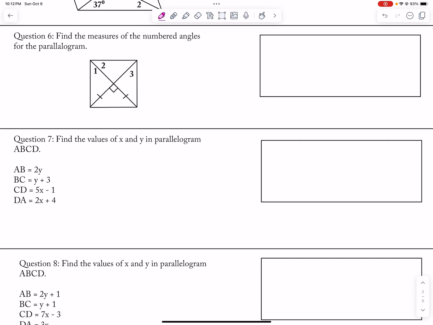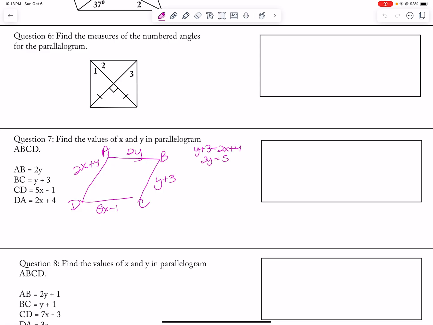And then 7, just draw a real quick parallelogram. A, B, C, D. So then 2y is here, y plus 3 is here, 5x minus 1 is there, and 2x plus 4 is there. So that means that y plus 3 is equal to 2x plus 4, and 2y is equal to 5x minus 1. So then y is equal to 1/2 5x minus 1. So I'm going to go ahead and put that in here. So 1/2 5x minus 1 plus 3 is equal to 2x plus 4.